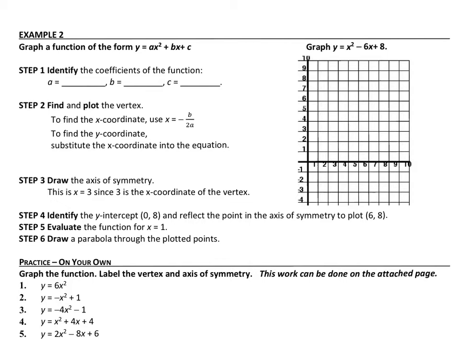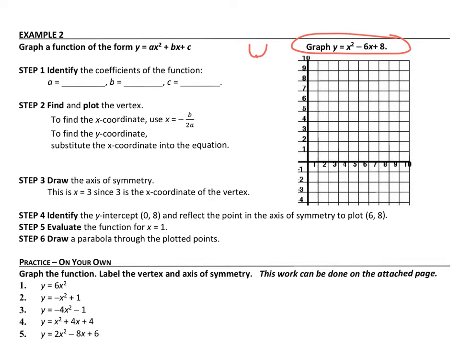All right, so let's take a look at example 2. In example 2, we're going to be graphing this function, and it looks to me like this is going to be an upward facing curve with a minimum value, and that's because our a value is positive.